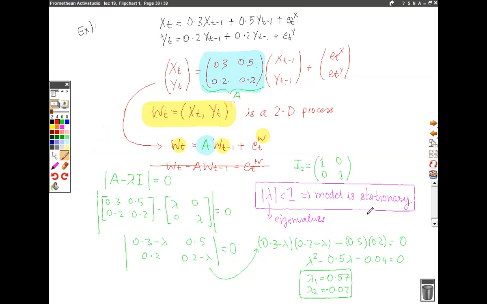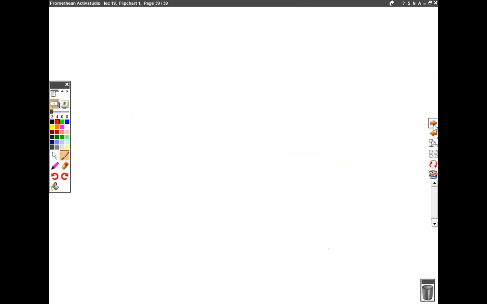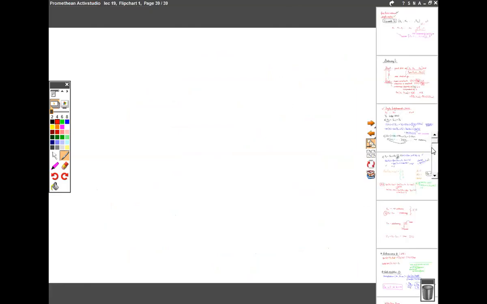So yeah, this is how you figure out if a process is stationary. And now if I have to see if my process is indeed an invertible process or not, what do you guys think I need to know? Remember the time I was talking about invertibility for an MA process? Maybe we can go and have a look at that.